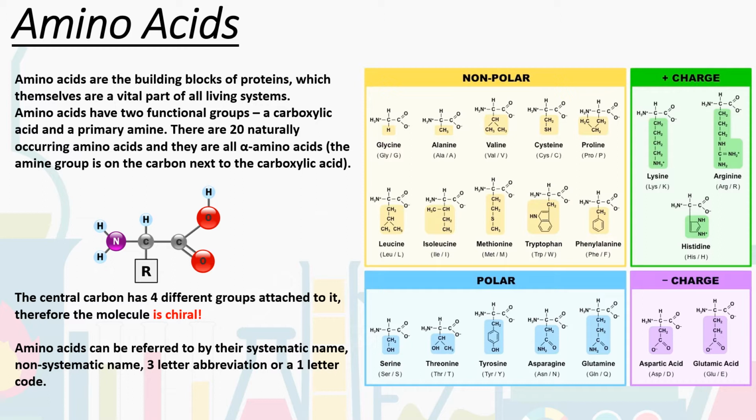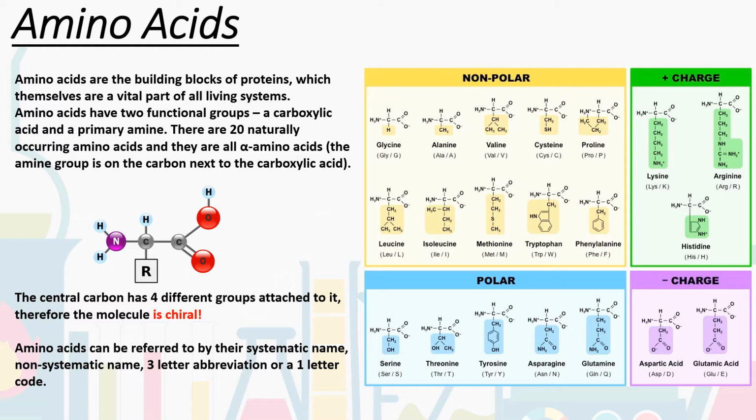Now, as you can see, that central carbon there has four different groups attached to it: our amine, our carboxylic acid, a hydrogen, and whatever our R group is. So what that means is that the molecule is chiral. So actually, for 19 out of those 20 amino acids, they are chiral molecules. The only exception is glycine, where there are two hydrogen atoms on that central carbon atom, and therefore there's not four different groups. And so you can see on the right here, all of the 20 amino acids drawn out.